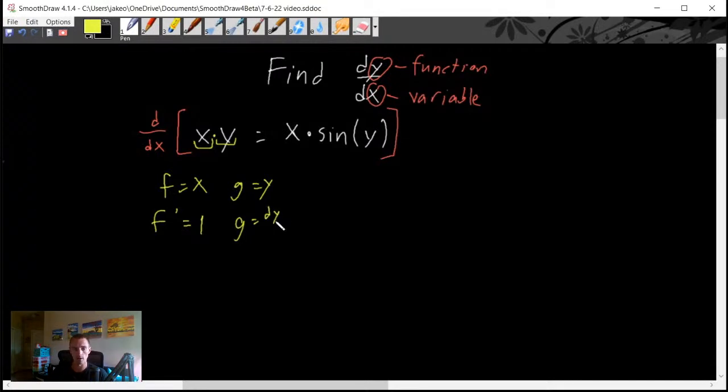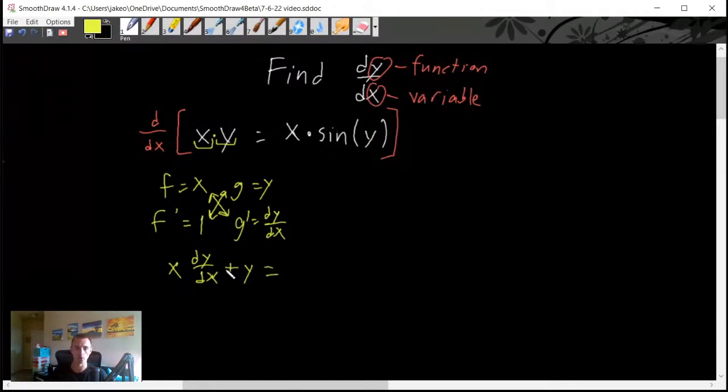That's exactly what dy dx is. So dy dx is going to be the derivative of y, and that's going to be our g prime. Okay, so product rule says we're going to cross multiply these and then add the results together. So x times dy dx plus 1 times y, which is just y. Okay, so that's the derivative of the left side of the equation.